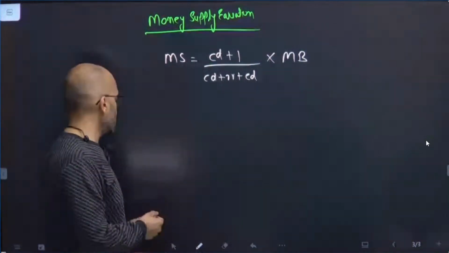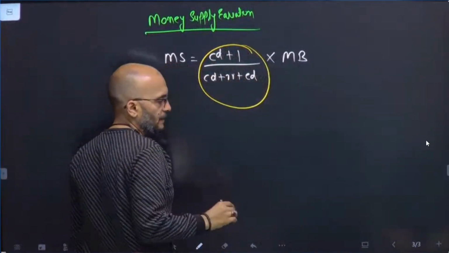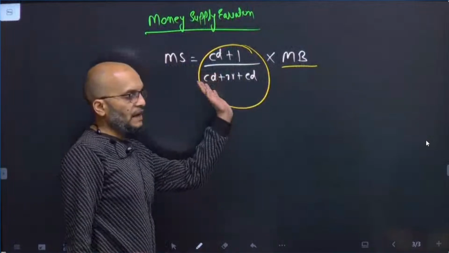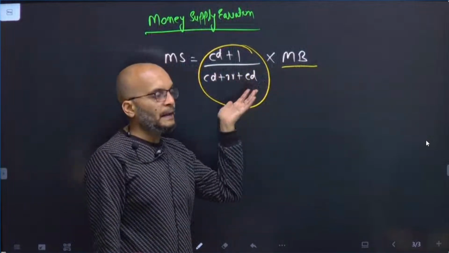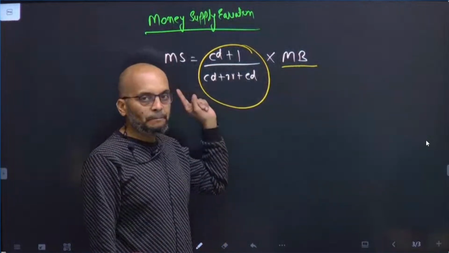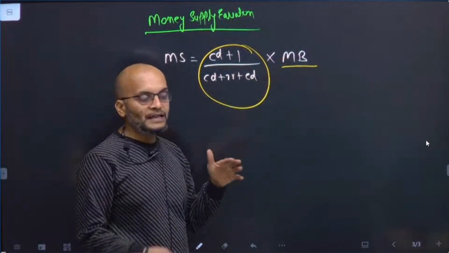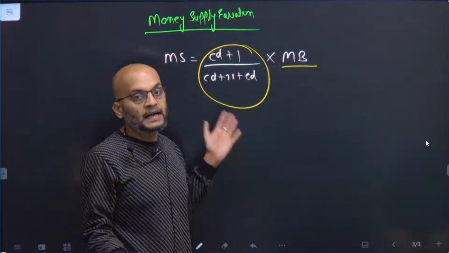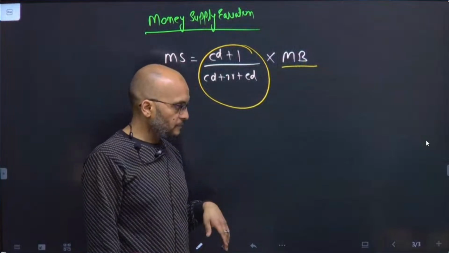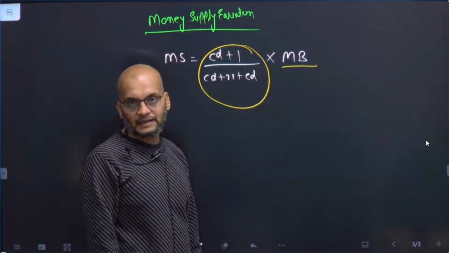So pay attention, guys. This is the multiplier, right? This is monetary base. So for a given monetary base, if the multiplier is multiplied with it, the money is going to increase, yes or no? And this is money supply, that is money in the economy. So for a given monetary base, how much money is created in the economy? That's what money supply equation tells us. Understood?